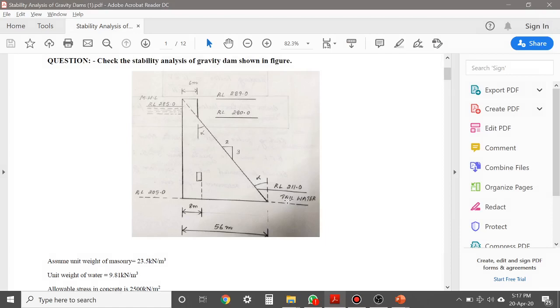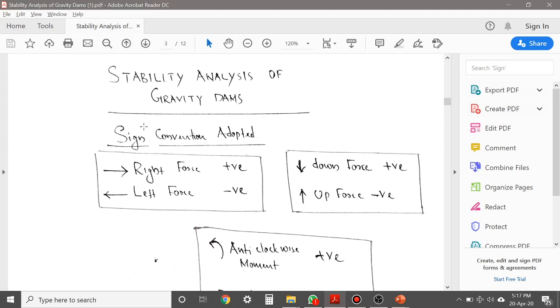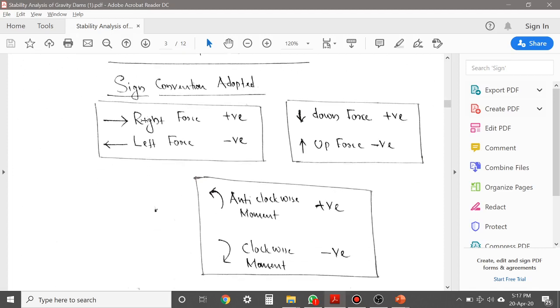Before we go to the details of the problem, it is very important to identify the sign conventions that are being adopted entirely for this stability analysis problem. See, this is the sign convention that we adopt for the problem.